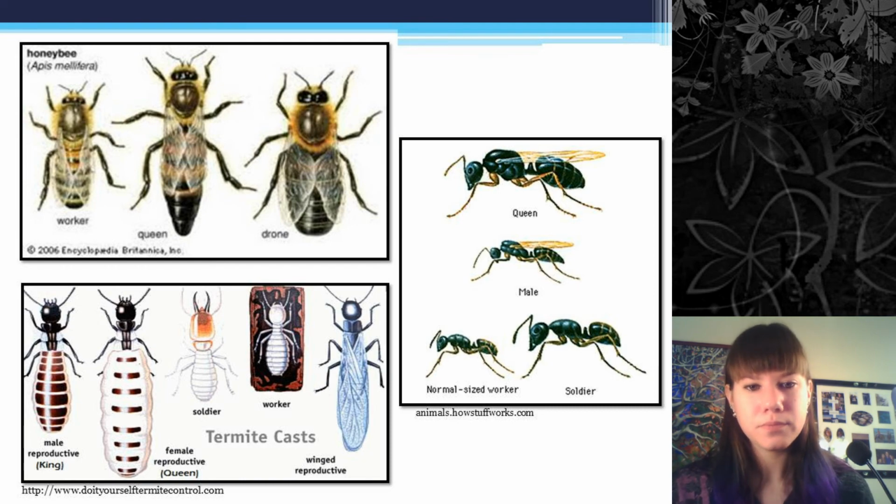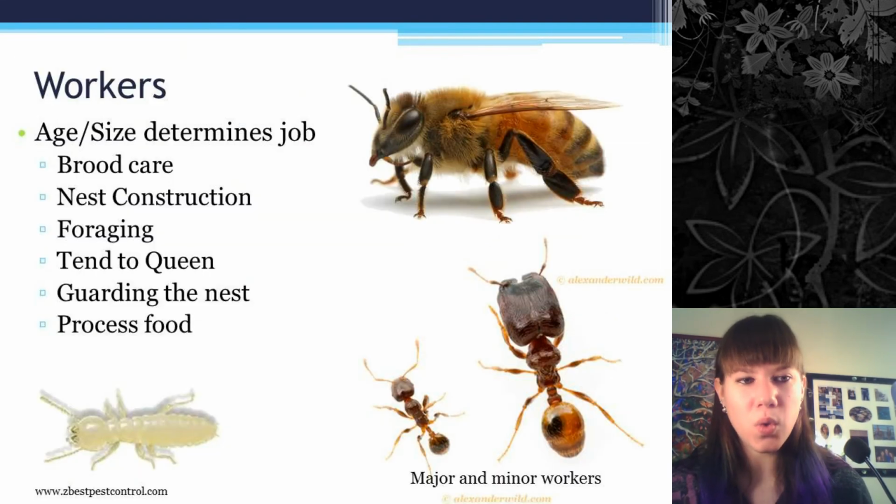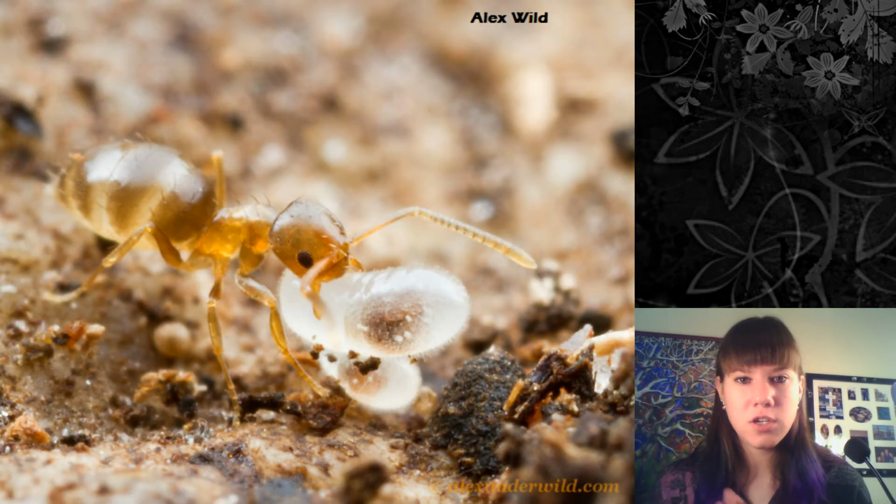The biggest caste are the workers, and they usually have age and size dependent jobs. Some of them, you have to be a certain size and a certain age, some of them you just have to be a certain age, and some of them you just have to be a certain size. But just note that there are different jobs for the different workers of different ages and different sizes. Some of the jobs can include brood care, nest construction, foraging, tending to the queen, guarding the nest, and processing the food.